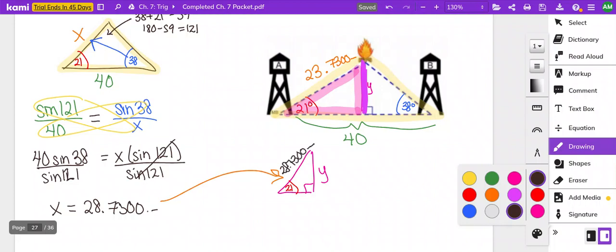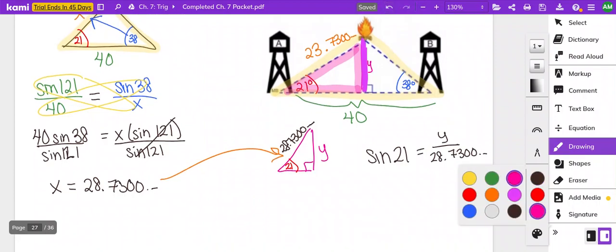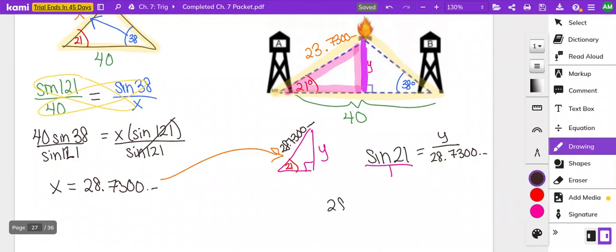All right. Now I'm going to use SOHCAHTOA. Looking at this, I see that it's just sine. So the sine of 21 is equal to the opposite side over the hypotenuse, 28.7300. Then I'm going to cross multiply. So 28.7300 times the sine of 21 is equal to y.